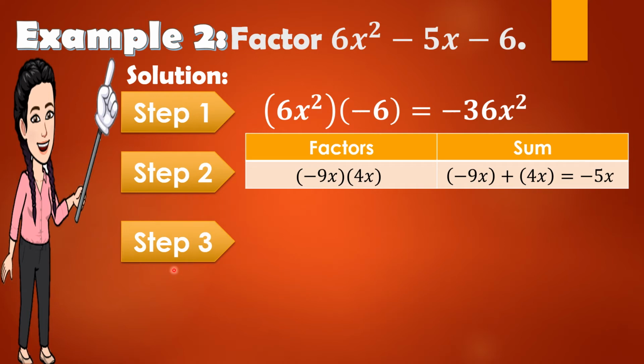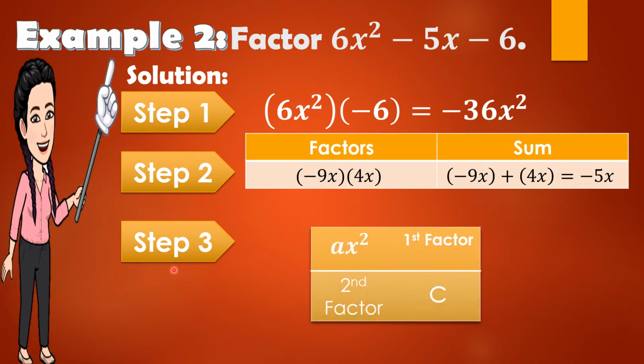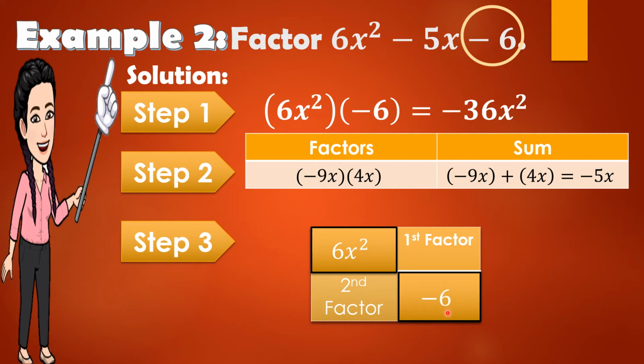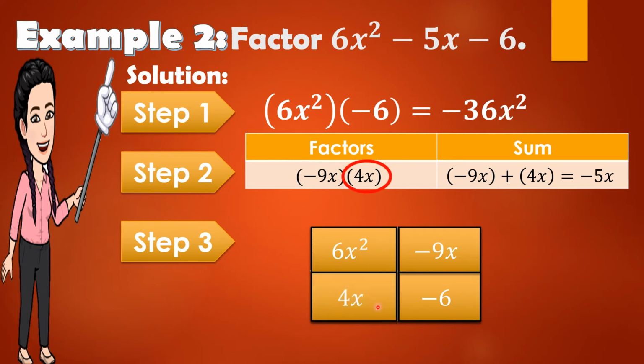Para naman sa step 3, kukumpletuhin natin ang ating factor box. Ax squared stands for our first term, which is 6x squared. Ang constant naman natin is for our last term, which is negative 6. Ang first factor natin ay para sa negative 9x at ang second factor natin ay para sa 4x.